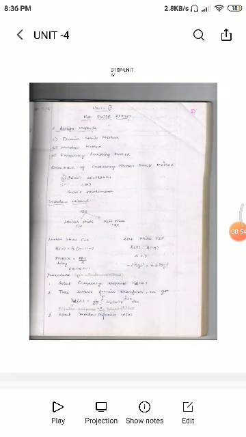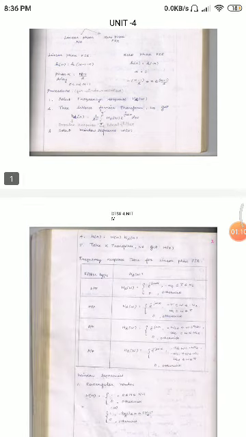So the procedure: select the frequency response Hd of omega, take the inverse Fourier transform, hd of n is equal to 1 divided by 2 pi integration from minus pi to pi Hd of omega e power j omega n d omega. Select window sequence w of n. So h of n is equal to w of n dot hd of n.